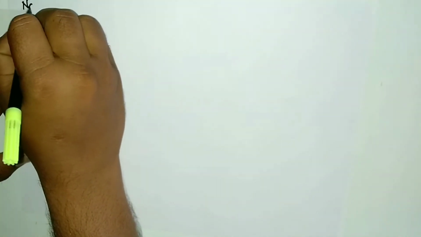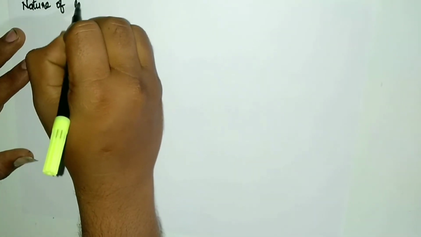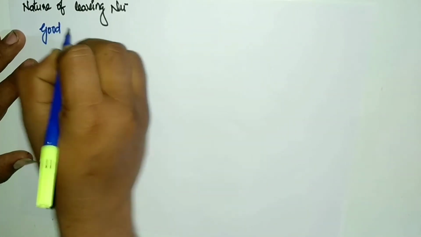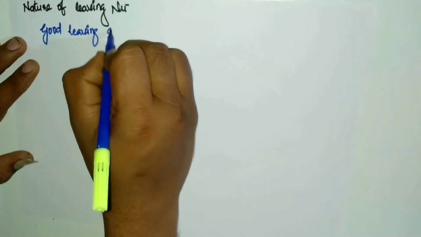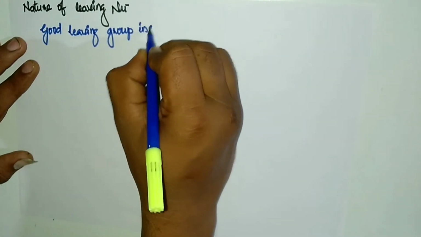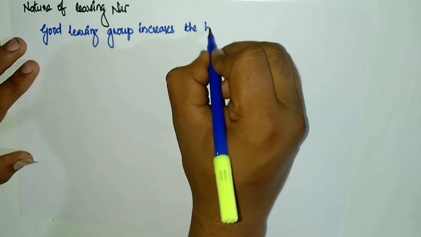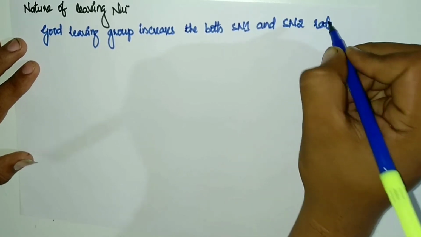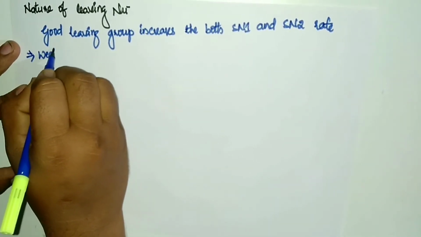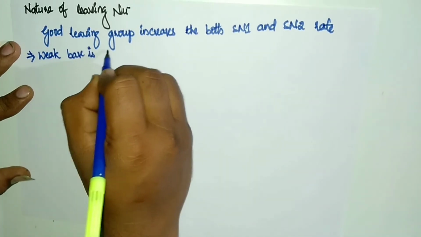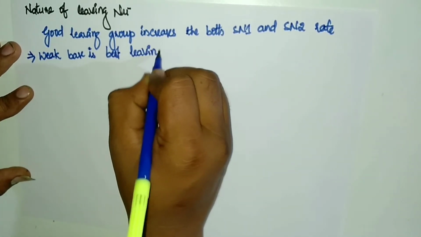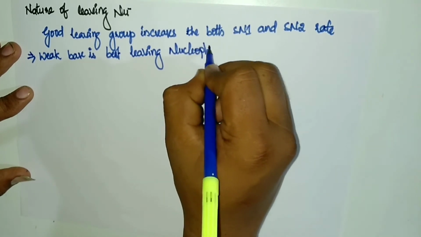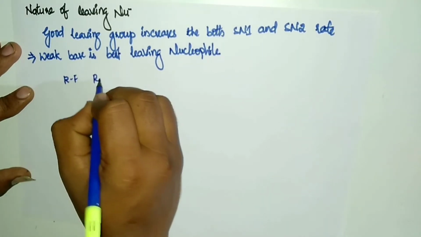The next comparison is the nature of the leaving group. So what about the nature of the leaving group? A good leaving group increases both the SN1 and SN2 rates. So if it is a good leaving group, then SN1 and SN2 reaction rates increase. One important point here is that a weak base is the best leaving group. Among halogens we will compare their basicity.